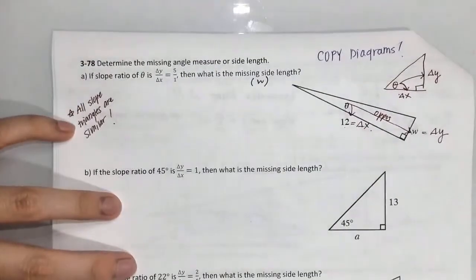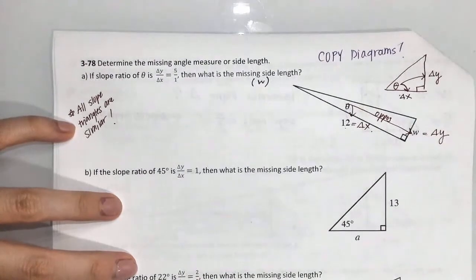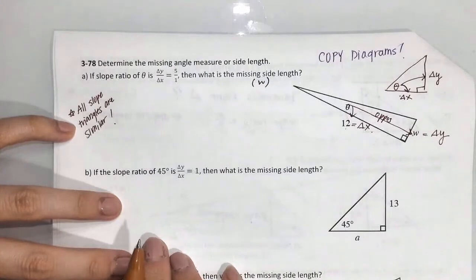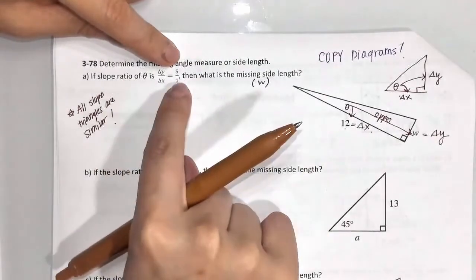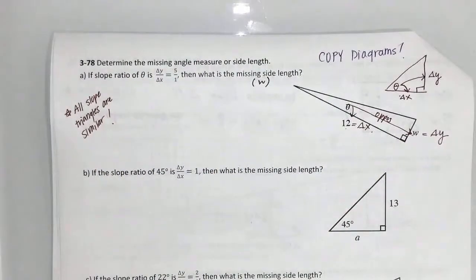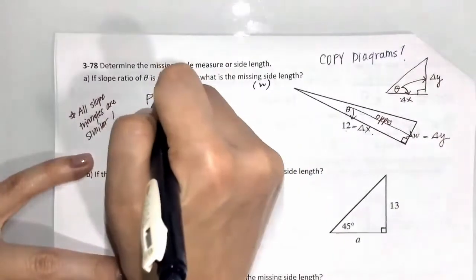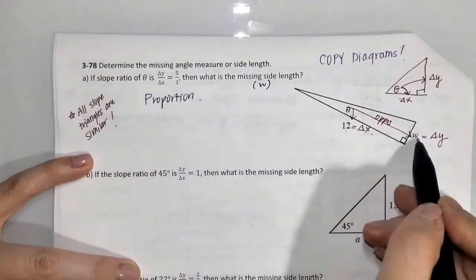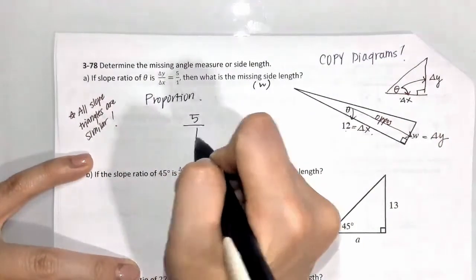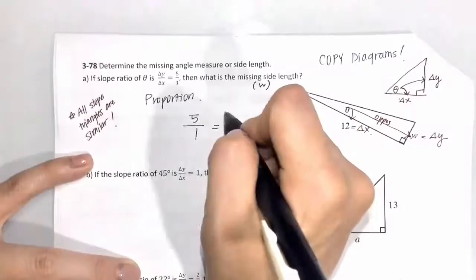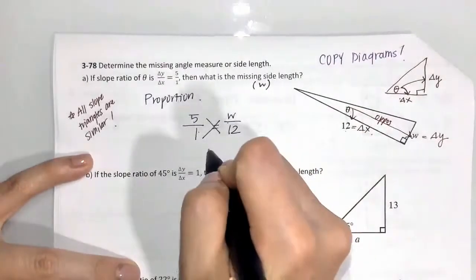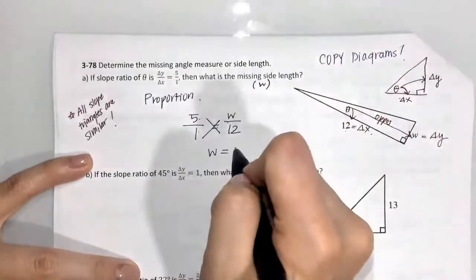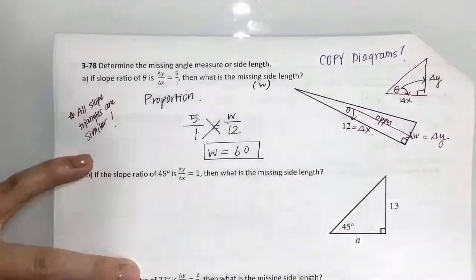And since we all know that slope triangles are always similar, they're all right triangles, and we are looking at slope ratios, we can assume that this triangle is going to be similar to another triangle that has a slope ratio of 5/1. So what we can do is write a proportion. Since this ratio is 5/1, that should be the same for W/12. If you cross multiply, you get 1 times W, which is W, equals 5 times 12, which is 60. And I have found the missing side length.